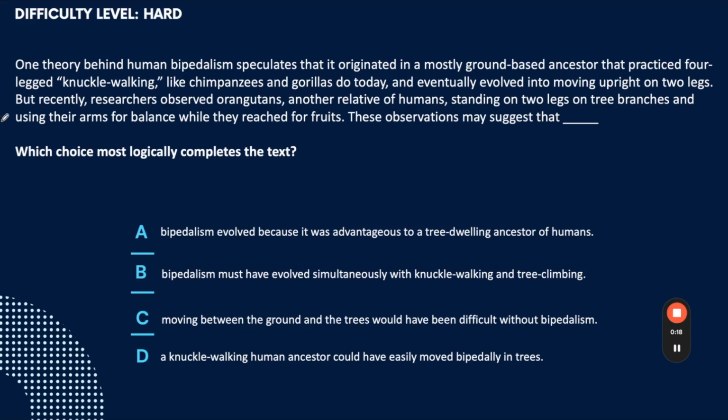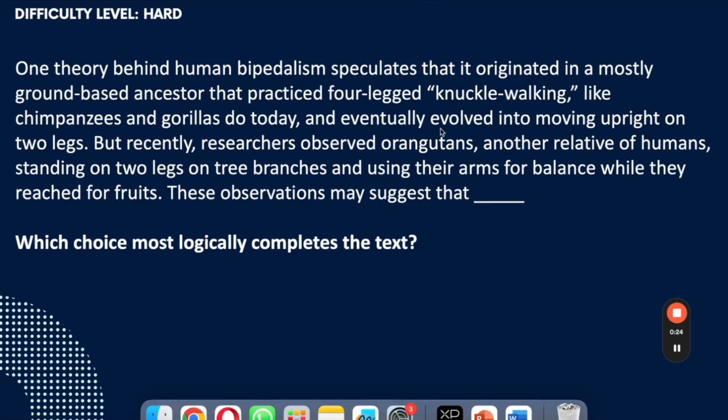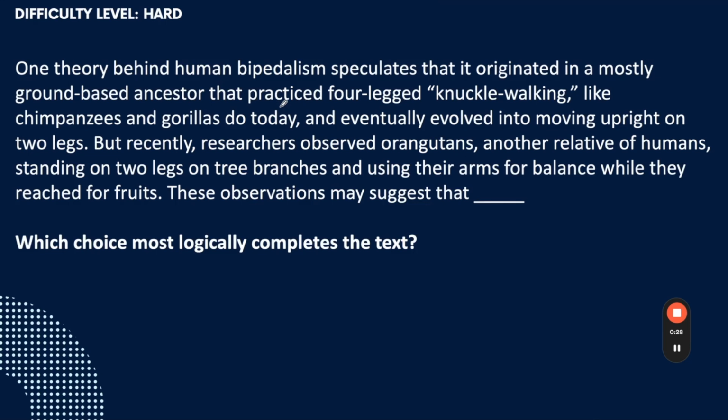Alright, so we are going to take up a hard difficulty level question now. The question stem remains the same, so I'm not going to discuss this. Let's go and read the text. Okay, so what does it say? One theory behind human B suggests that it originated in a mostly ground-based ancestor that practiced four-legged knuckle walking.